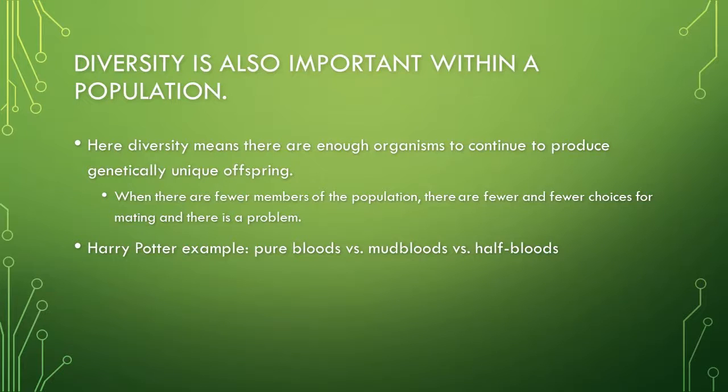Then there's mudbloods, which are people that come from muggle-born, non-magical parents. And that is a much wider gene pool than the purebloods. There's much more to pull from in that scenario. Then we have half-bloods, which take the purity of a pureblood and they mix it with the diversity of a mudblood, and they make this new sort of person that, again, is more resilient, has more genetic diversity, and will be more healthy.